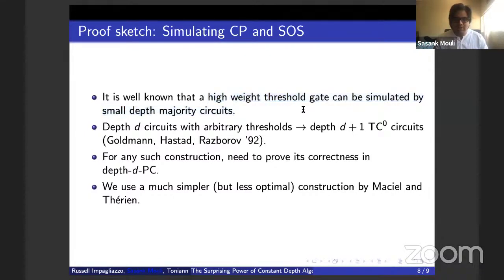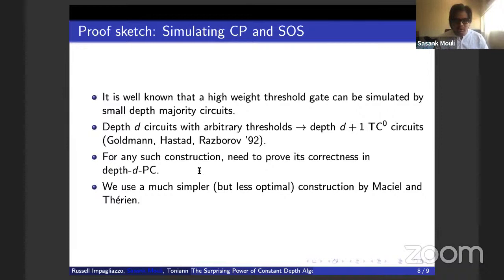We know for circuits that a high weight threshold gate can be simulated by small depth majority circuits, and we have this tight simulation by Goldmann, Håstad, and Razborov. But usually the issue with these constructions is they use concepts like Chinese remaindering, which are hard to reason with in these bounded depth proof systems. So we had to use a much simpler but maybe less optimal construction, which just relies on bit arithmetic.